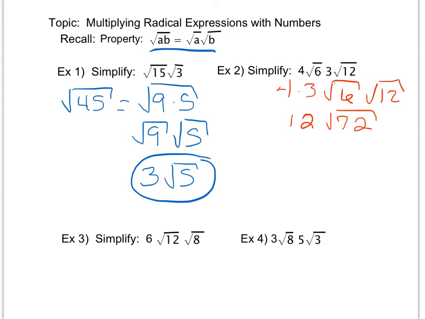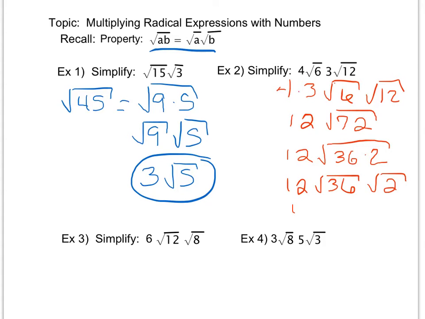So now from here, I'm going to ask myself, does 72 have any perfect squares? Most of you would probably say that 72 is 9 times 8, and 9 is a perfect square. Because I'm a little bit more familiar with my perfect squares, I'm going to go ahead and recognize that 72 is the same thing as 36 times 2. That then becomes 12 times the square root of 36 times the square root of 2.